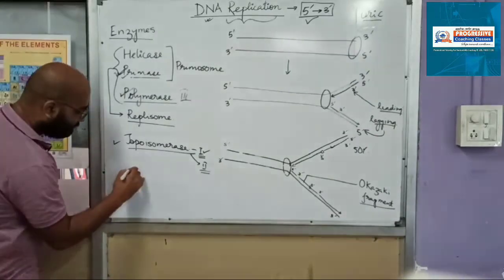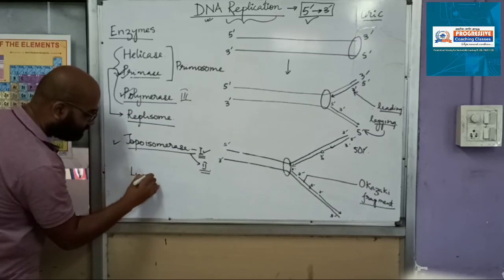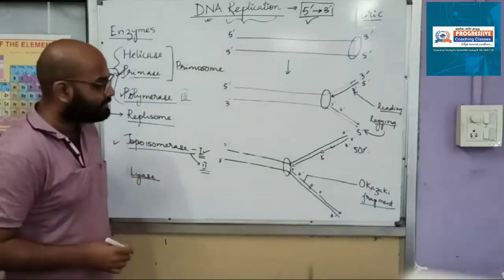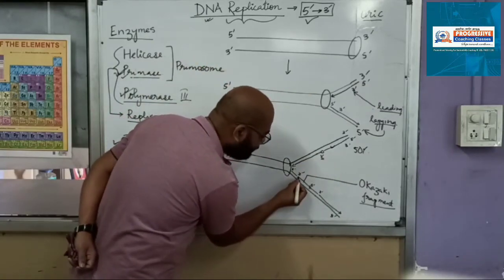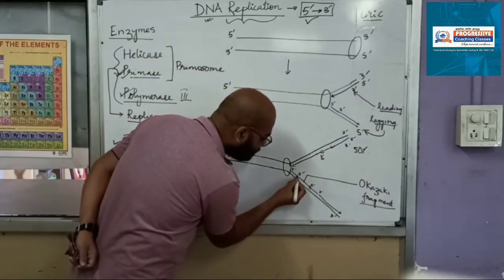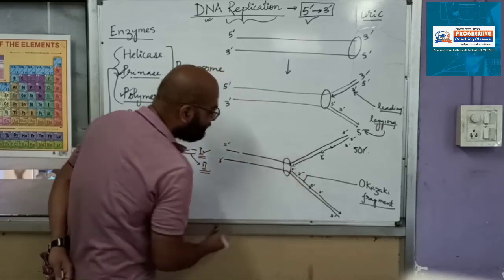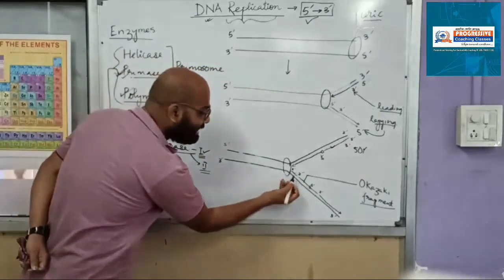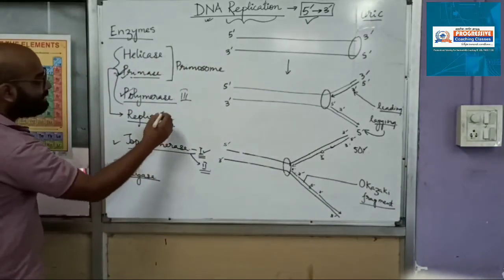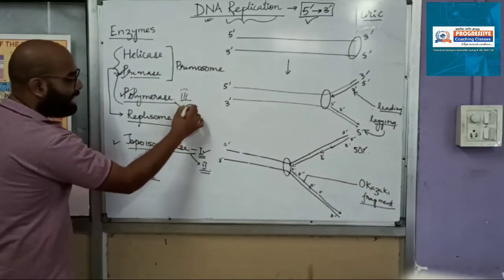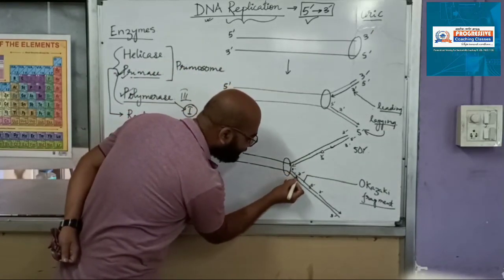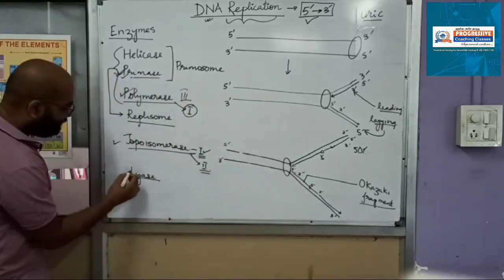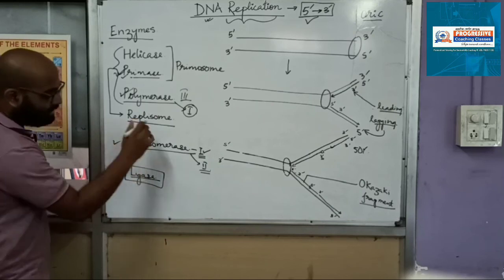The other enzyme, that is ligase, is going to join the DNA strand when there is a break. Suppose this was a DNA strand and this was not DNA. This was a primer made of RNA. So this RNA is replaced by DNA polymerase 1 enzyme, and when DNA polymerase 1 is applying the DNA strand here, there will be a gap between these two, and this will be sealed by the enzyme DNA ligase.